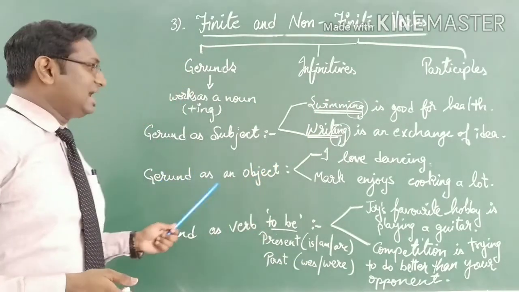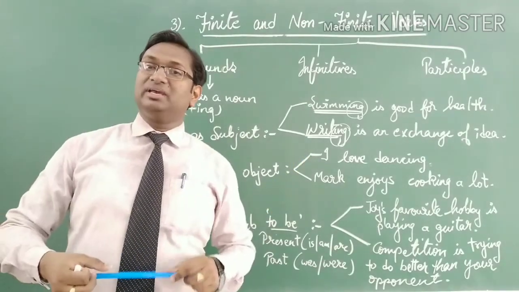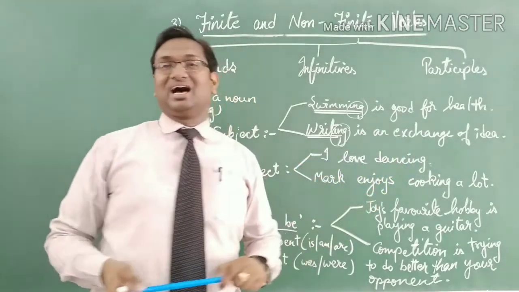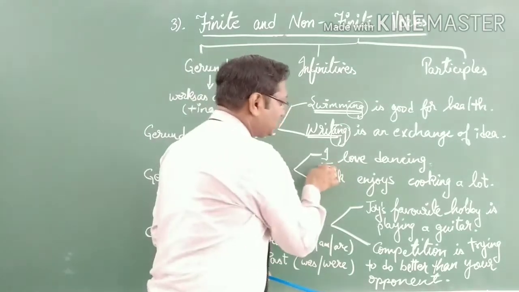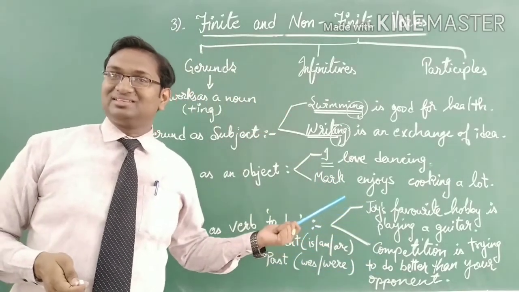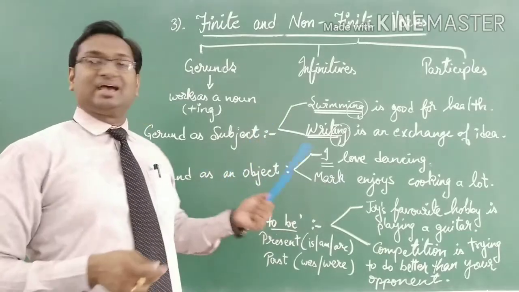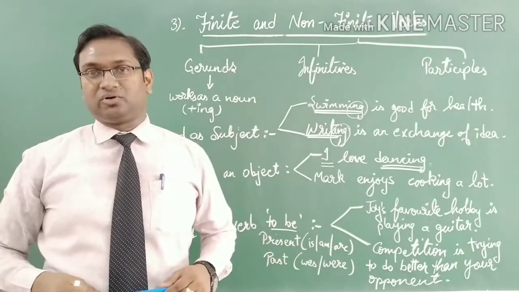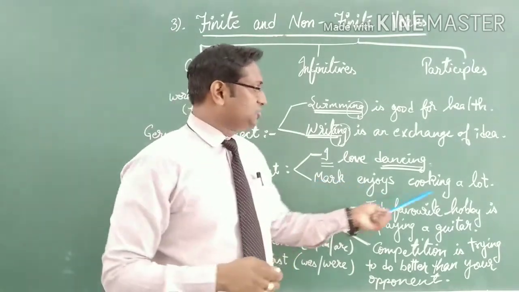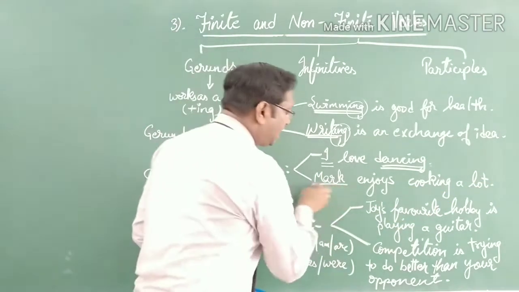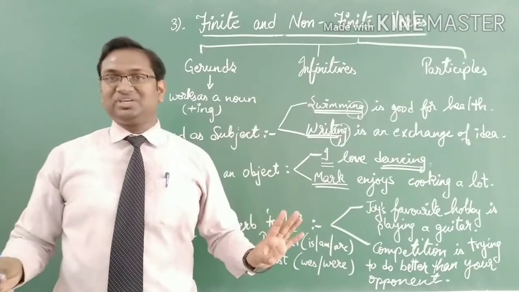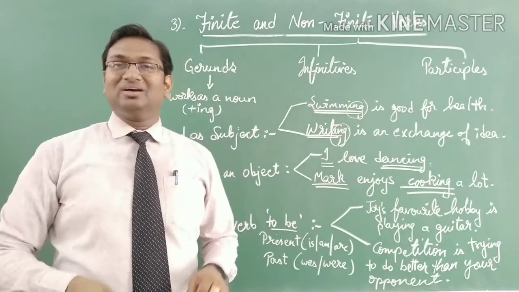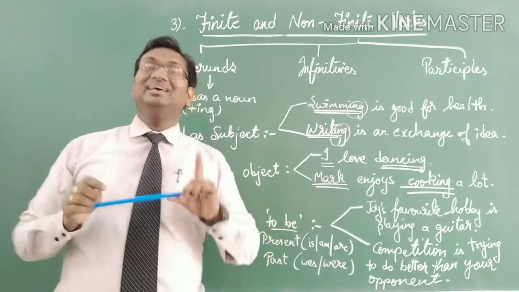Next, gerund as an object. As an object means that we already have a subject. I love dancing. Over here, I is your subject. So, subject is already there in the sentence. So, we are going to use gerund as object. So, dancing is your gerund, but which form? Object form. Next example, Mark enjoys cooking a lot. Over here, Mark is your subject. We have subject. So, over here, cooking is your object. But which object? Gerund object.